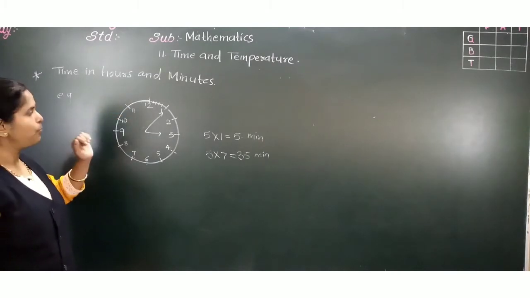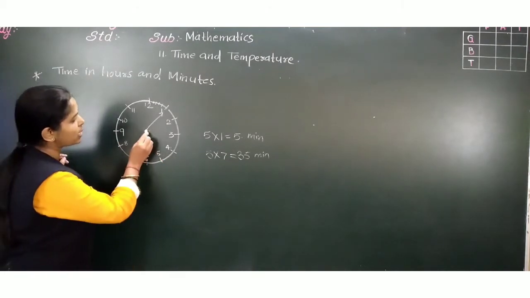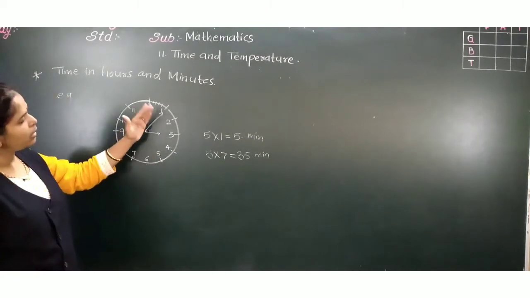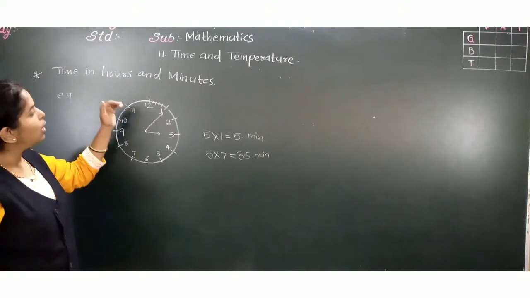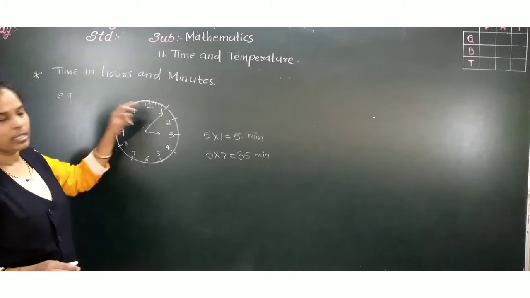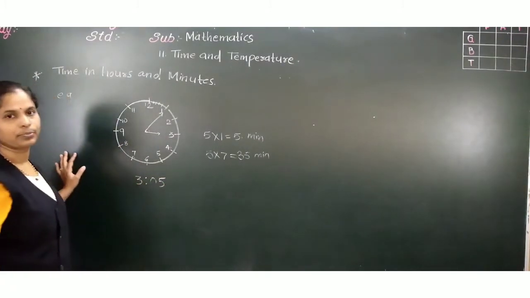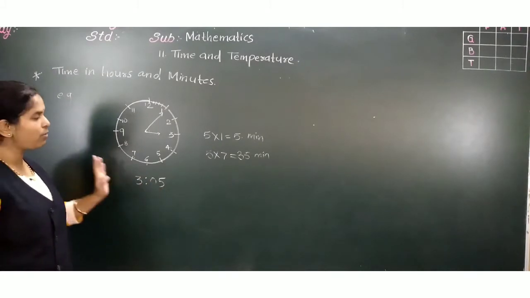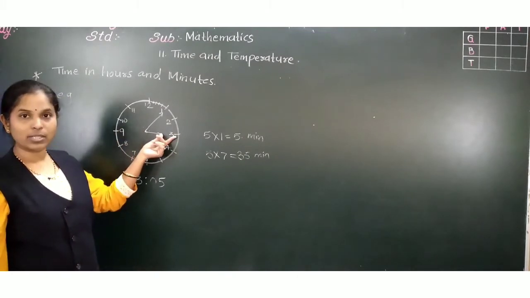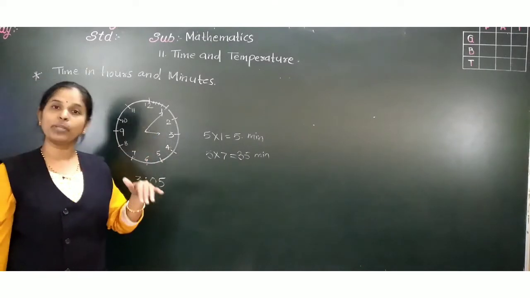Here the short hand is on 3. It is not exactly on 3, but a little moved from 3. So 3 o'clock is over, and how many minutes passed? 5 minutes. In this way, how to write that? 3 and 5, 3 hours 5 minutes. In this way we can show the time. So the hour hand shows how many hours, and the long hand, the minute hand, shows how many minutes are over.